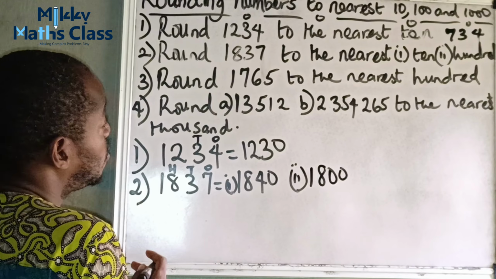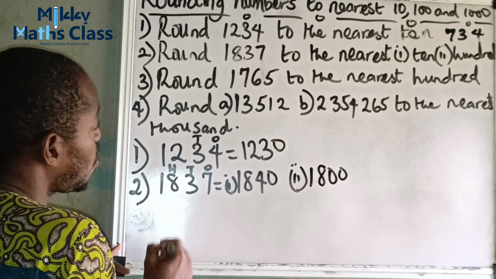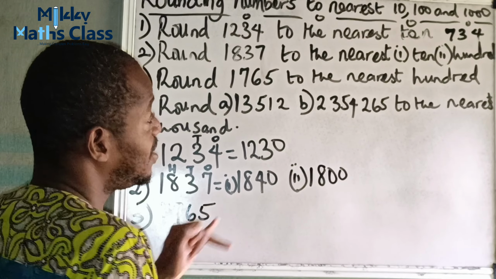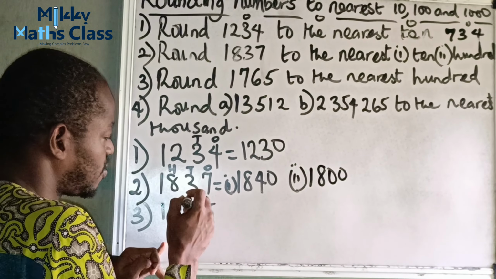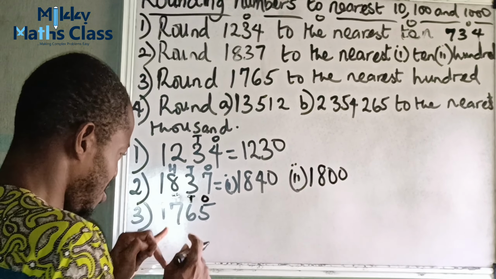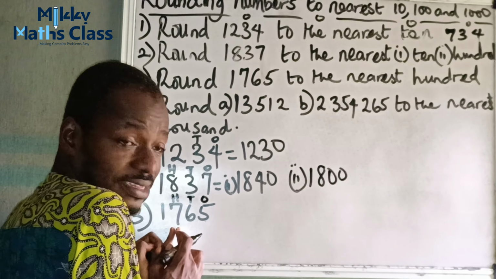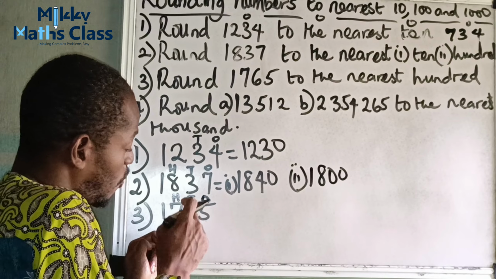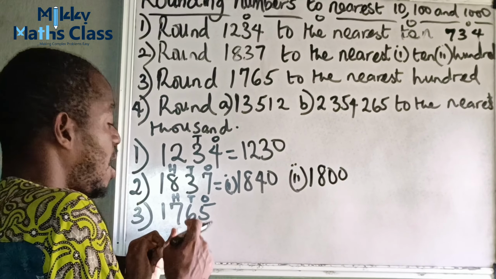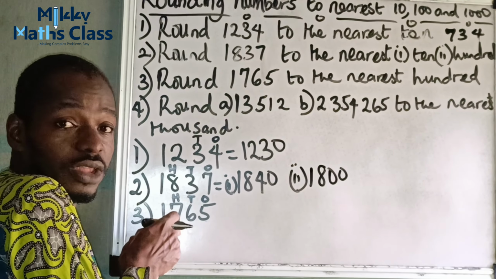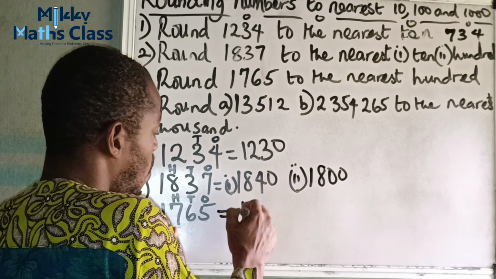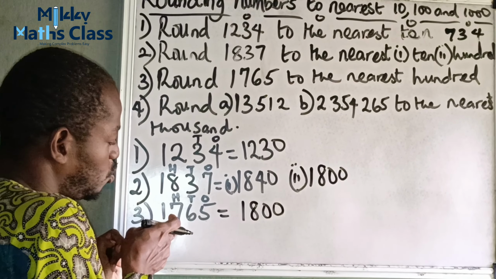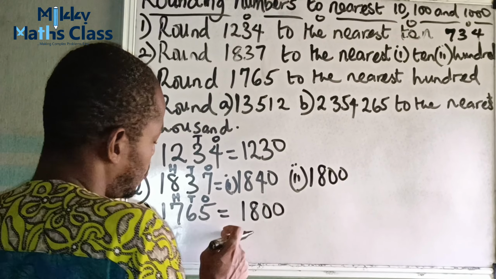Very simple. Number 3, we are asked to round up 1765 to the nearest 100. Look, this is the ones part, the tenth part, the 100 part. Now, if I'm rounding to the nearest 100, I will check the tenth part. Is it up to 5? Yes. I round it up by adding 1 to the 100 part. So this becomes 1800. I add 1 to this, so it becomes 8, the rest becomes 0.